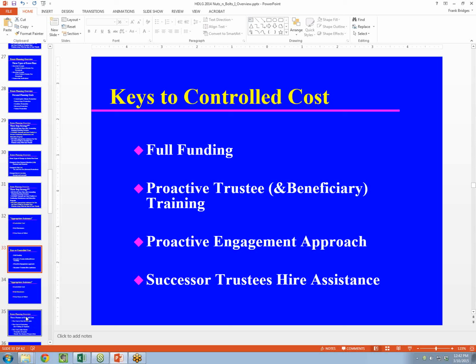That's the fundamental purpose for the program that we're dealing with today. It's proactive trustee and beneficiary training. We also have a proactive engagement approach. All of our clients have an agreement with us where we have agreed to offer estate settlement services on a particular basis, and that is available to their successor trustees and helpers when it's time for them to do an estate settlement. Now notice that it says here the successor trustees hire the assistance of the law firm.